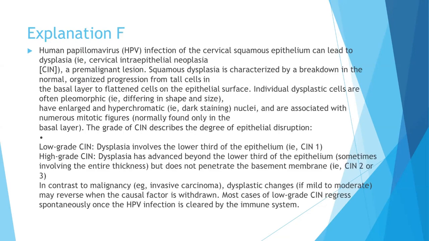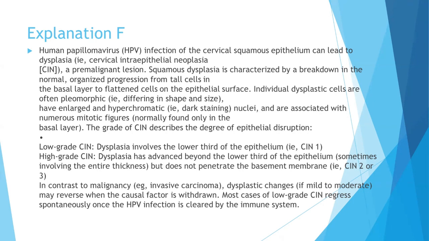So, human papillomavirus infection of the cervical squamous epithelium can lead to dysplasia or cervical intraepithelial neoplasia, which is a pre-malignant lesion. Now, this squamous dysplasia is characterized by a breakdown in the normal organized progression from tall cells in the basal layer to flattened cells on the epithelial surface. Now, these individual dysplastic cells are often pleomorphic. Pleomorphic means the shapes and sizes are different.